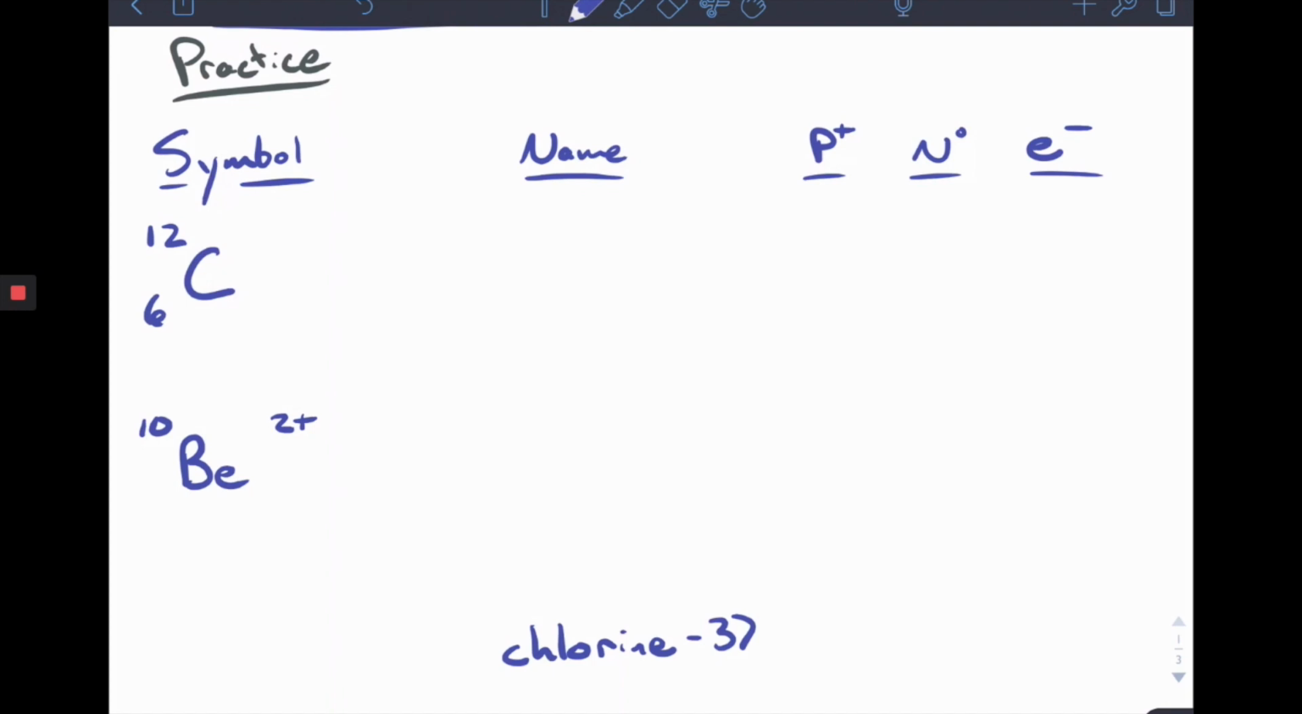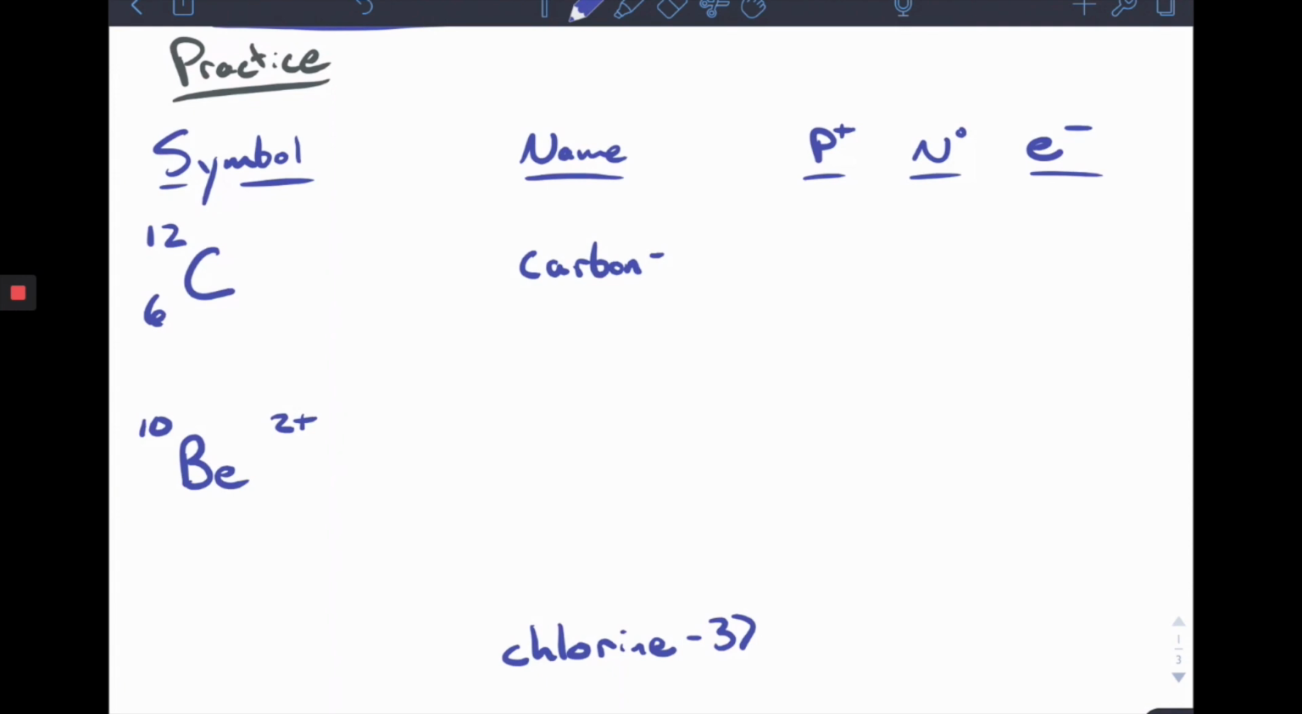Okay, let's do some practice here. This is how you might see some of the problems. You'll be asked to figure out what the name is or the symbol and the protons, neutrons, and electrons. Start with the one that's pretty familiar to us here. It is 12, 6, and C. If we figure that out, you look it up on the periodic table. That is carbon. Whenever writing the name of an element, make sure to write it in lowercase.